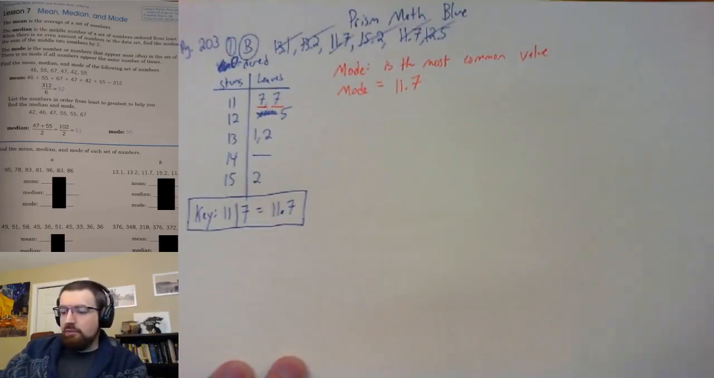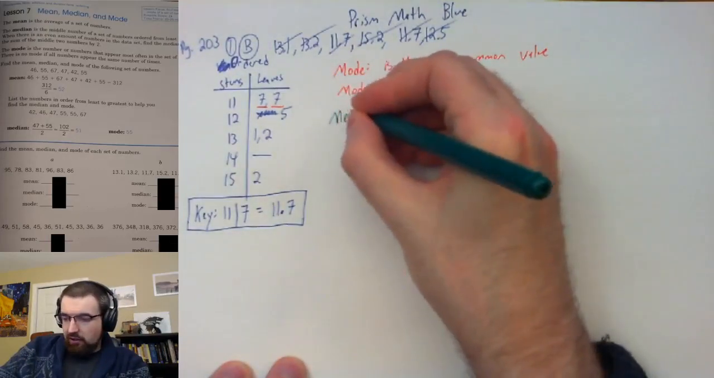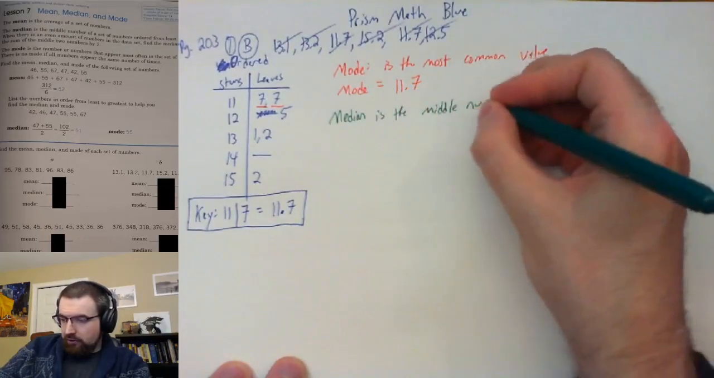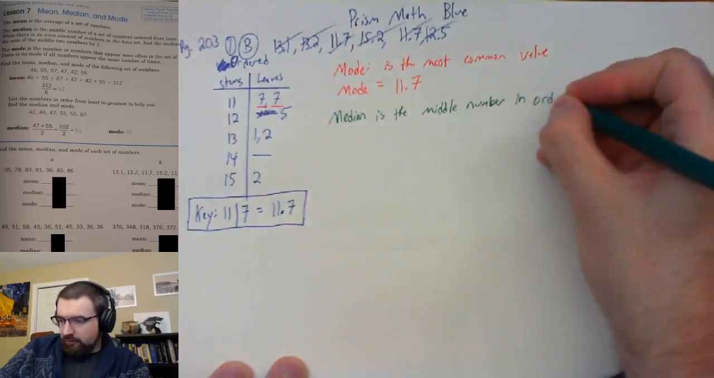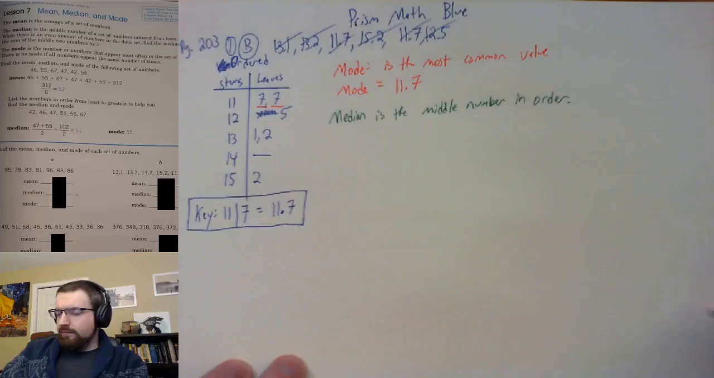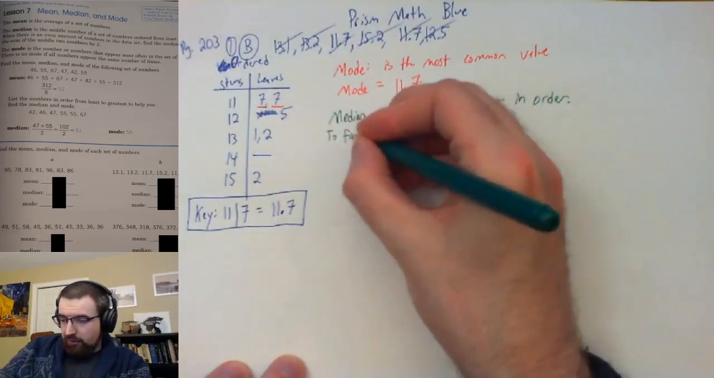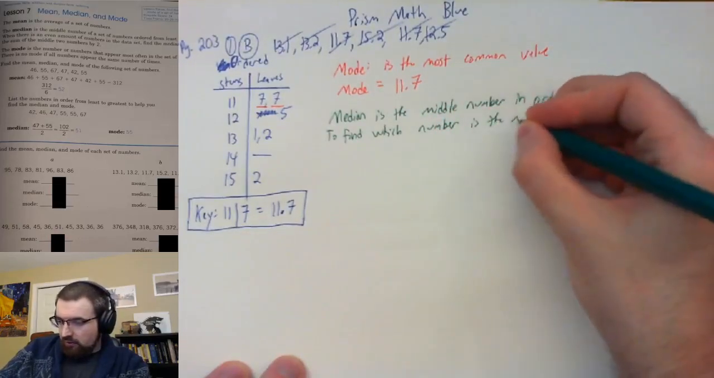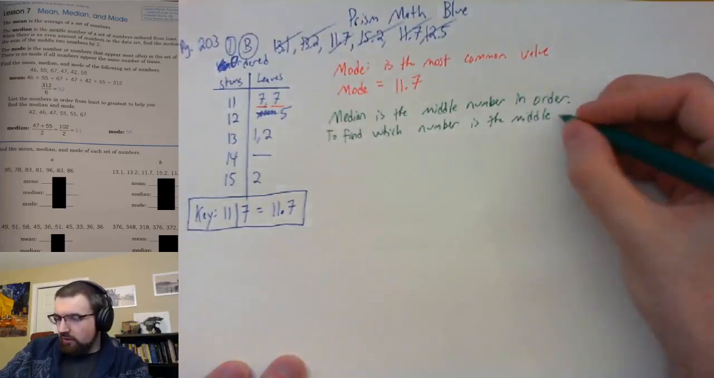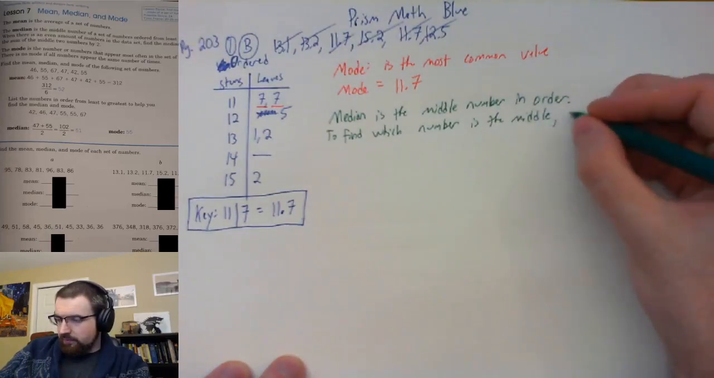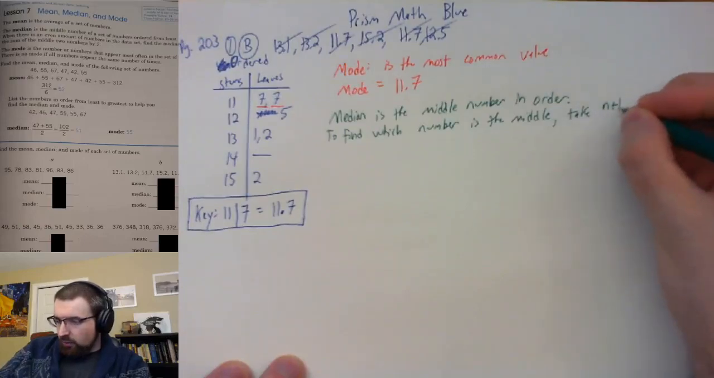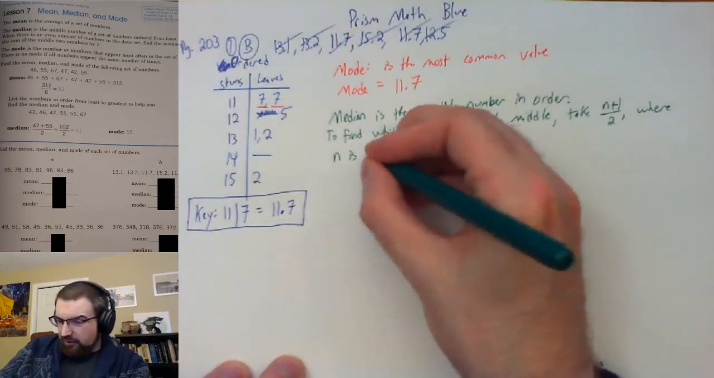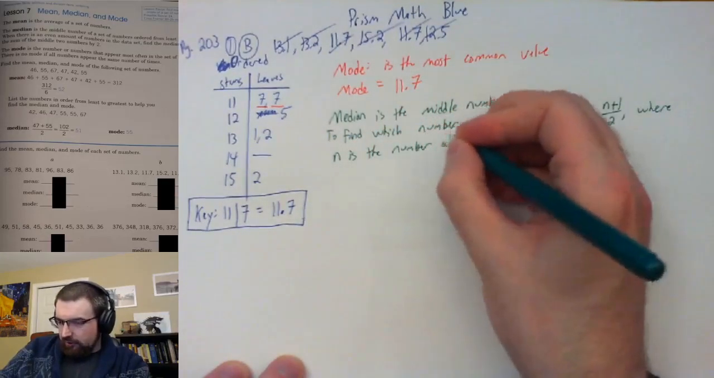Okay, next I'm going to do the median. The median is the middle number in order. Right? So, to find which number is the middle, take n plus 1 over 2, where n is the number of numbers.